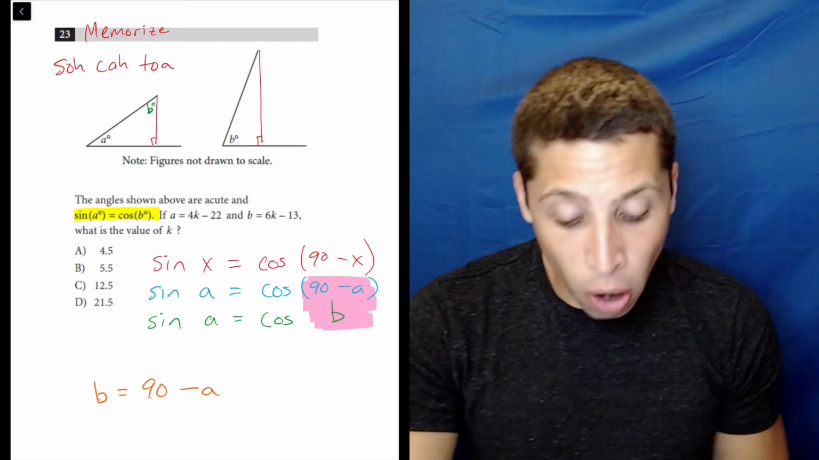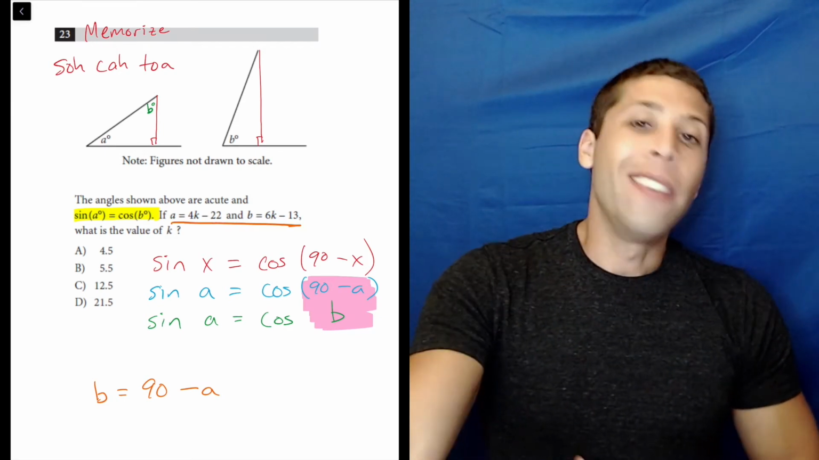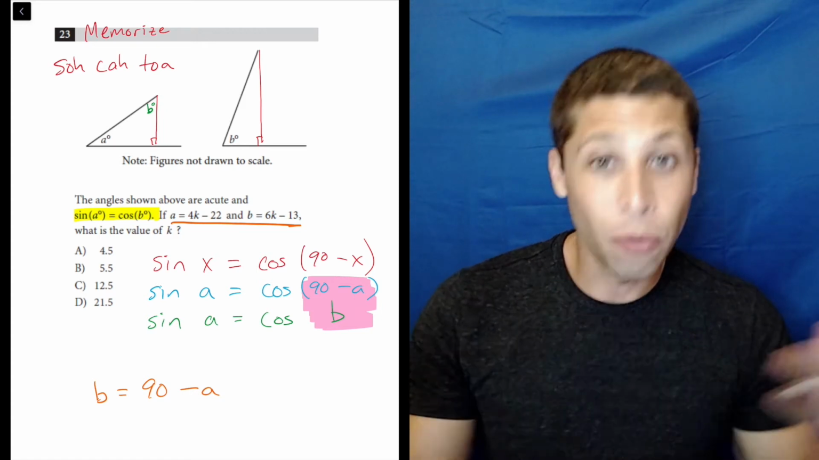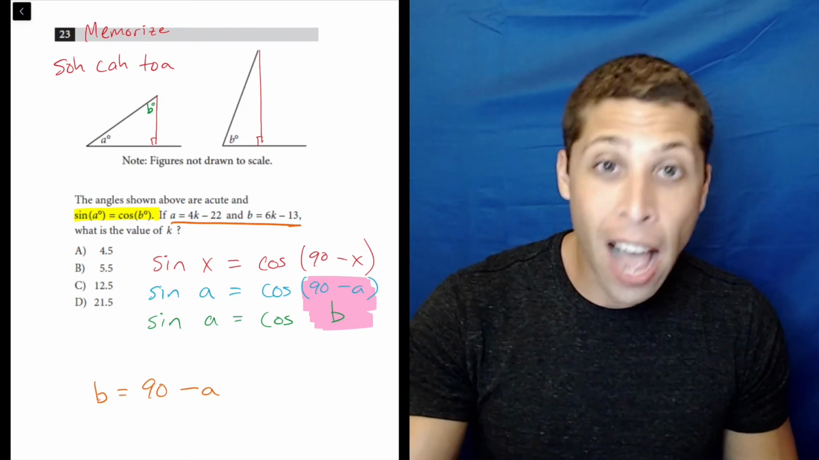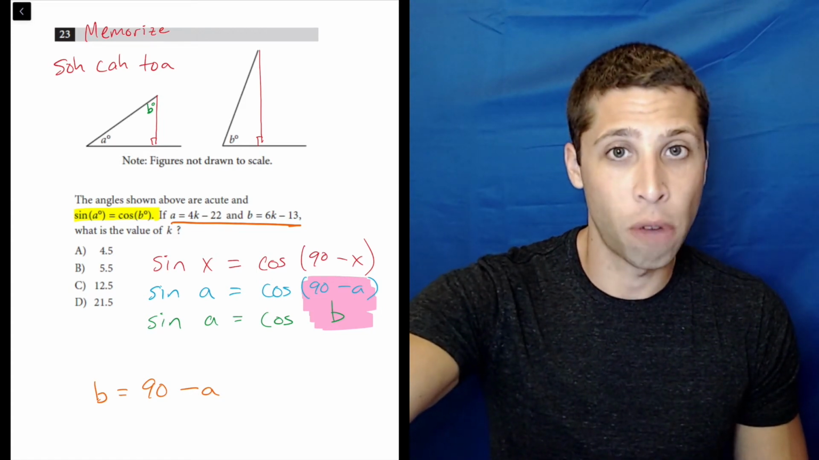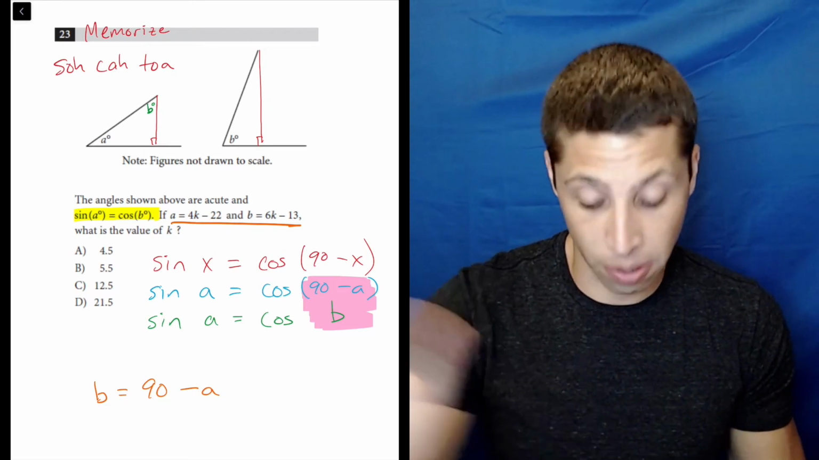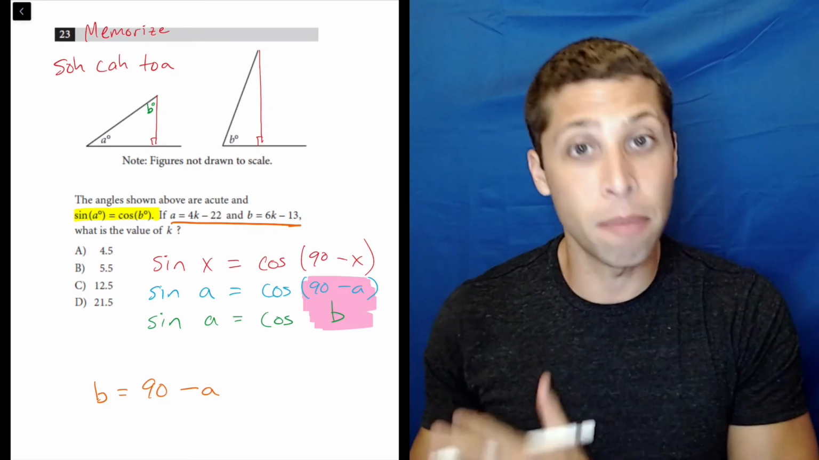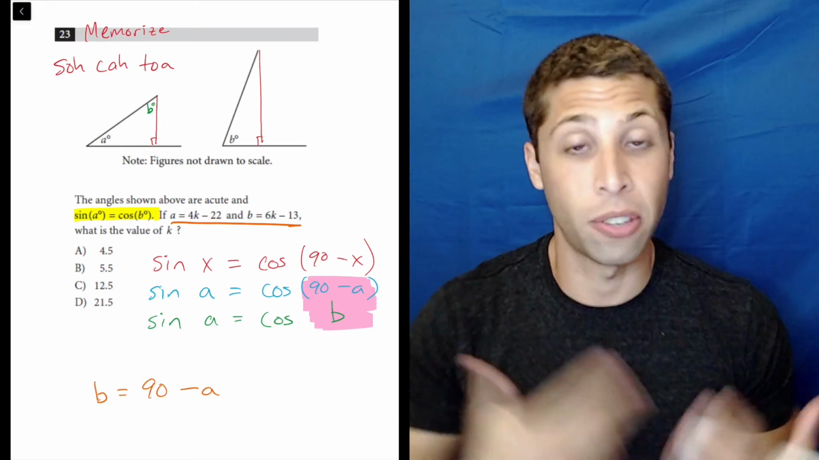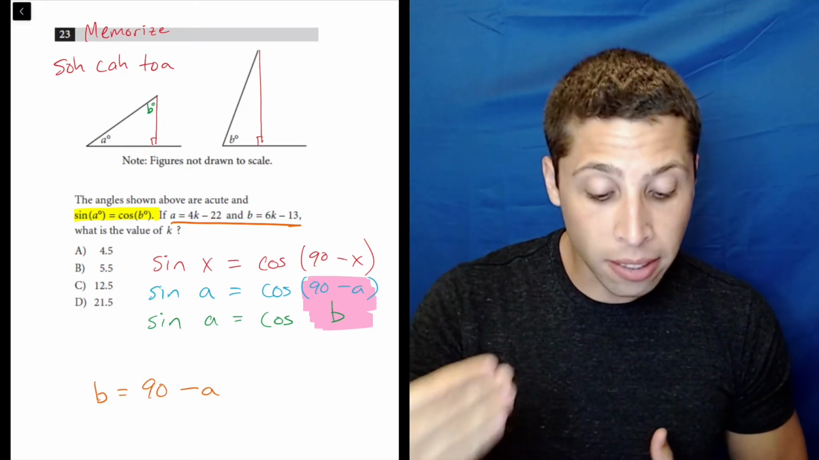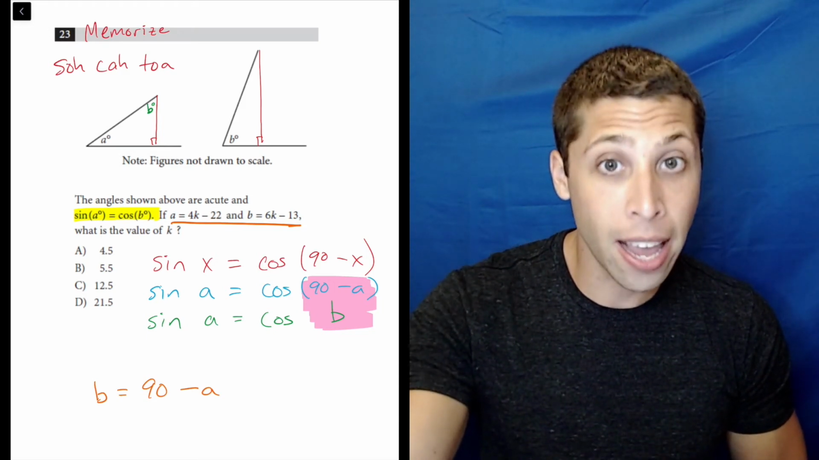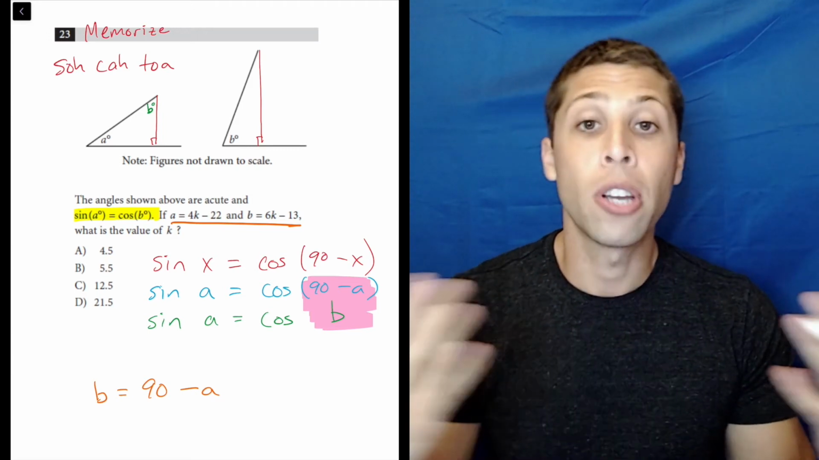And they've also given me non-trigonometry equations for A and B. And now regular old algebra is just going to take over because I can make some substitutions. B equals 90 minus A doesn't mean a whole lot to me because there's two variables. There's nothing really I can do. But when I substitute in this stuff with K, suddenly I go from two variables to one.